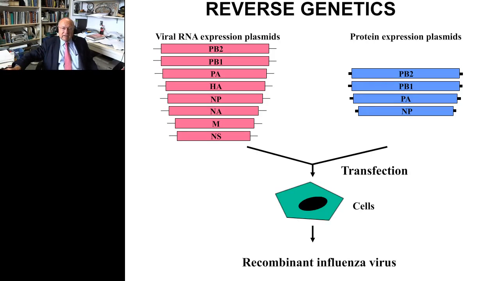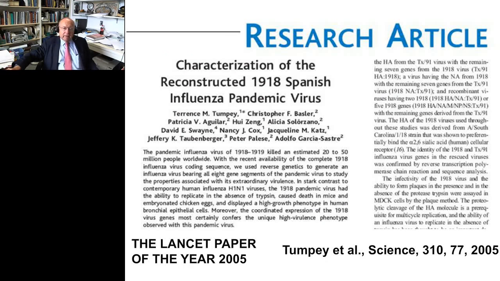Transfection with these 12 plasmids actually then resulted in the rescue of these viruses, and this was then a paper which was actually quite well received. The Lancet, the very important British medical journal, selected it as the paper of the year 2005. So more than 10 years ago, we were able to reconstruct the extinct 1918 Spanish influenza virus and characterize it in terms of its virulence and in terms of its different properties. So we actually know quite a lot about this virus now because we have it in the laboratory.